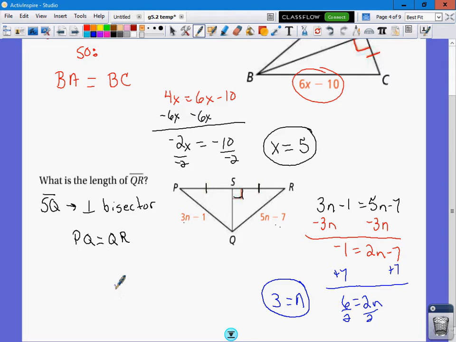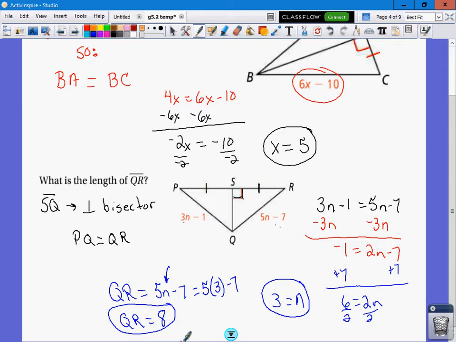They asked me to find what? QR. QR is 5n minus 7, and I'm going to replace n with 3. So I have 5 times 3, which is 15, minus 7. So QR is equal to 8. Questions on this problem?